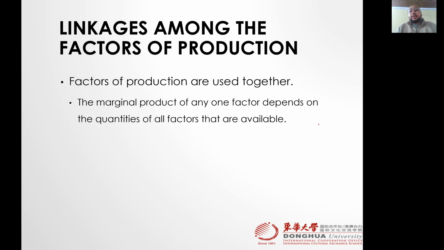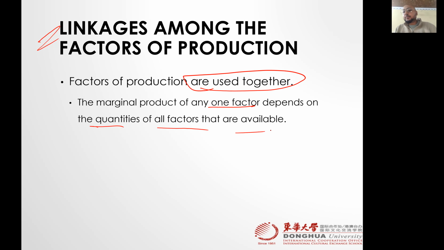So there's a linkage between the factors of production. We talked about that. The factors of production are used all together. If one is decreasing, others are also decreasing. If one is increasing, others are also increasing. So the marginal product of any one factor depends on the quantities of all other factors available. If there is no capital, no equipment, then there is no labor needed. If there is more labor but there is no capital, or there is no land, then capital and labor are not needed. Why? Because there is no land available.